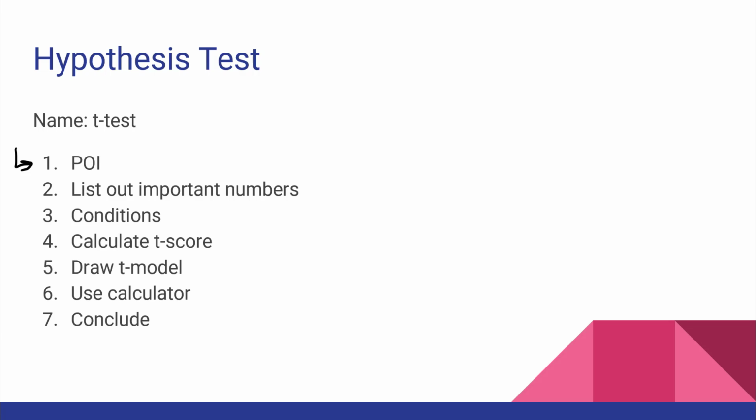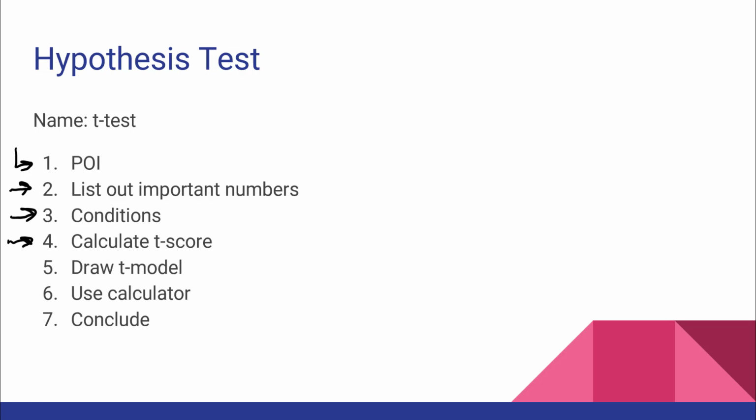Then you list out your important numbers. So what are my hypotheses? What is my alpha value? What is my x bar, my n? You have to give degrees of freedom, your standard error, your sigma, etc. Then you do your conditions. So we just went over them. Those are your independence, randomization, 10%, and large enough condition.